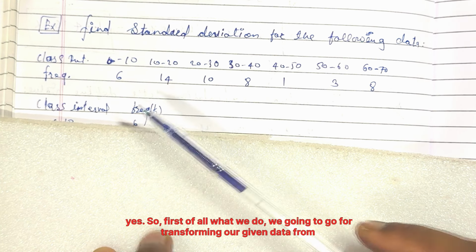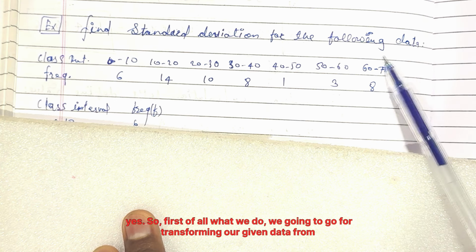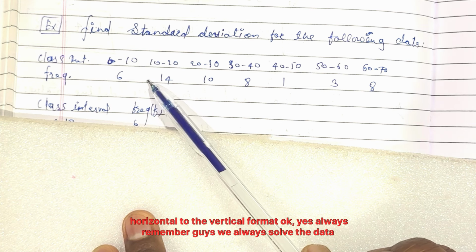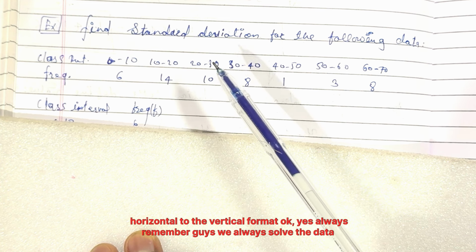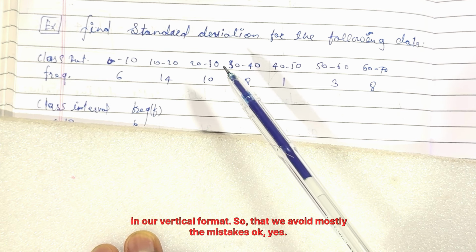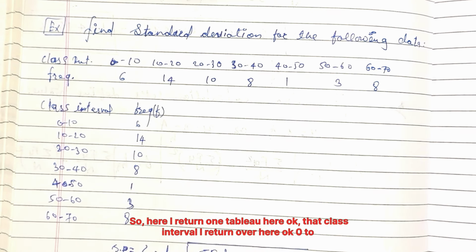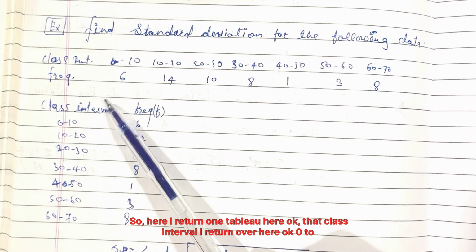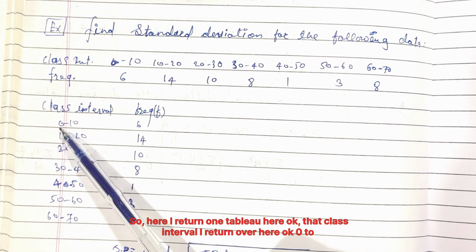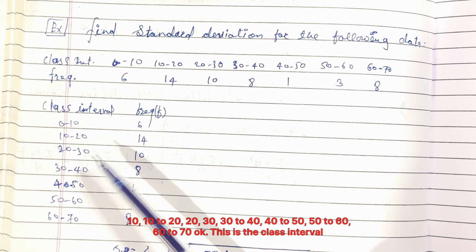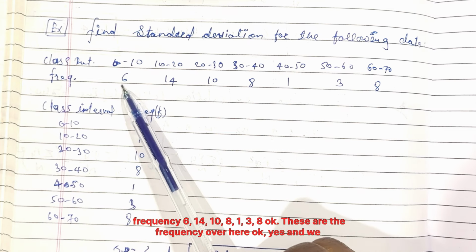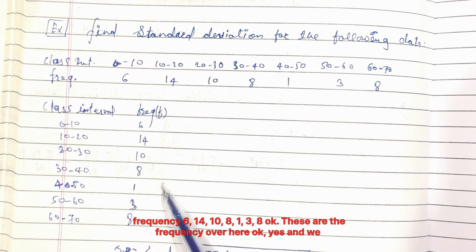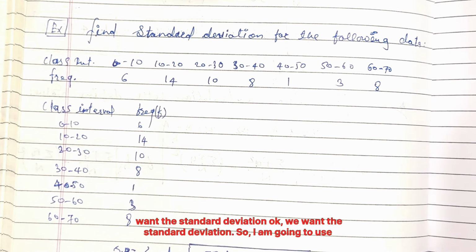First of all, we transform our given data from horizontal to vertical format. Always remember, we always solve the data in vertical format so that we mostly avoid mistakes. Here I have written one table. The class intervals are 0 to 10, 10 to 20, 20 to 30, 30 to 40, 40 to 50, 50 to 60, 60 to 70. The frequencies are 6, 14, 10, 8, 1, 3, 8. And we want the standard deviation.